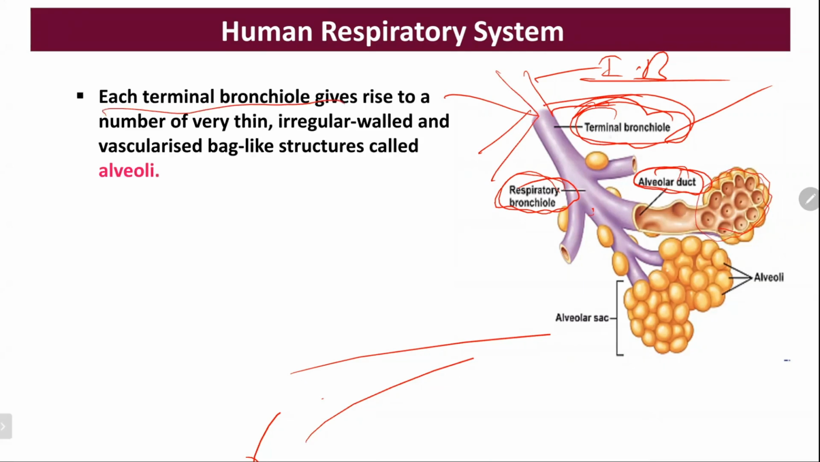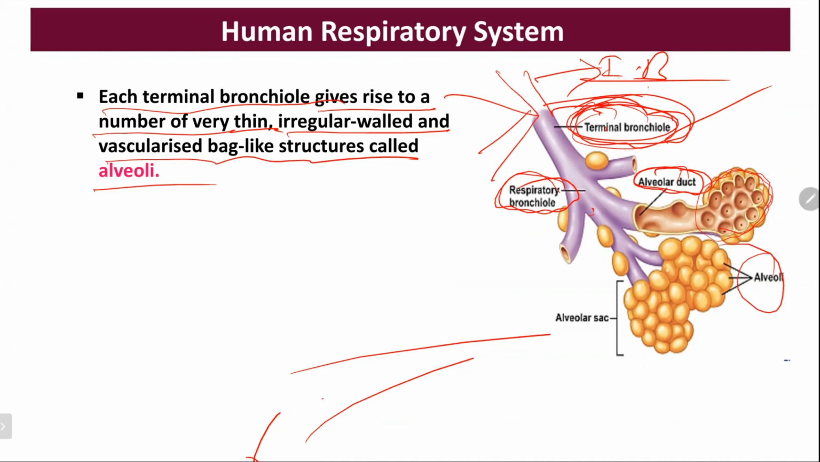Each terminal bronchiole, you can see, is actually formed from the initial bronchiole, right? Terminal bronchiole gives rise to a number of very thin, irregularly walled, vascularized, bag-like structures called alveoli. You can see here. It is directly given, no problem. Again, if you want to drag it, you can drag it.